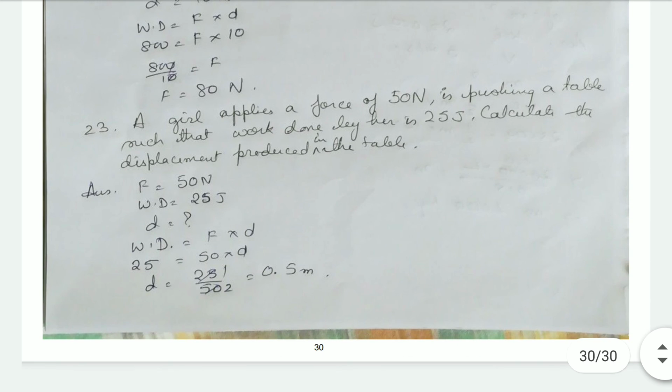Then a girl applies a force of 50 newtons in pushing a table. The work done by her is 25 joules. Calculate the displacement produced in the table. Again, force given is 50 newtons, work done is 25 joules, distance we don't know, we need to find out. Again, putting all the values in the formula, that is work done is equal to force into displacement, and that gives 0.5 meters.